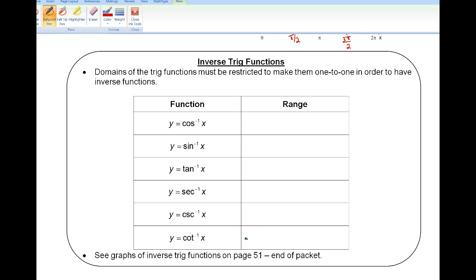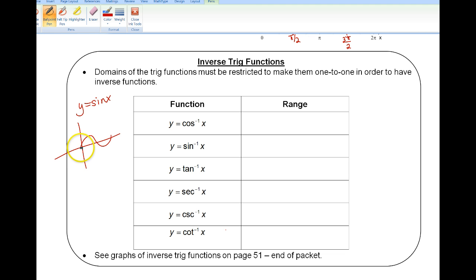Now, remember, in order to have an inverse function, it has to pass the horizontal line test, right? So if I had the graph of sine, for example, let's say here's y equals sine x, just a real quick sketch. It doesn't pass the horizontal line test. So we have to restrict the domain, okay?